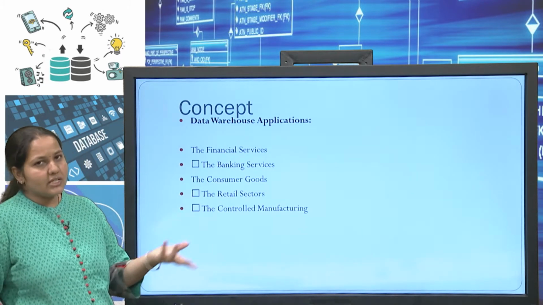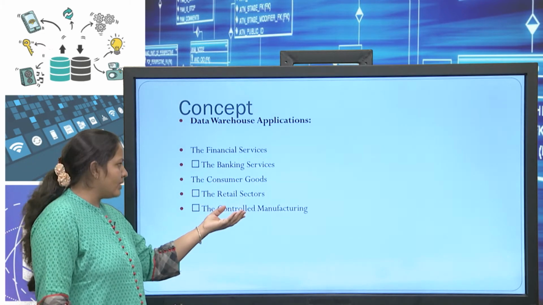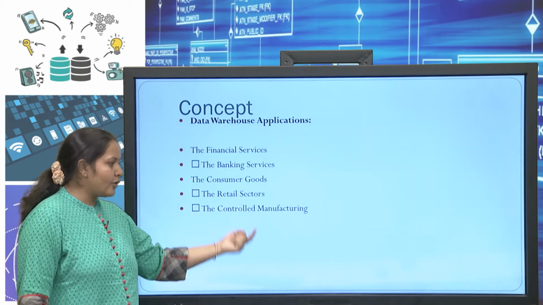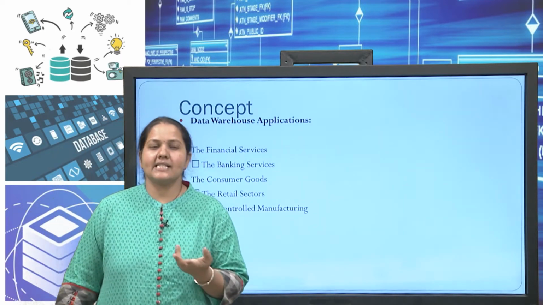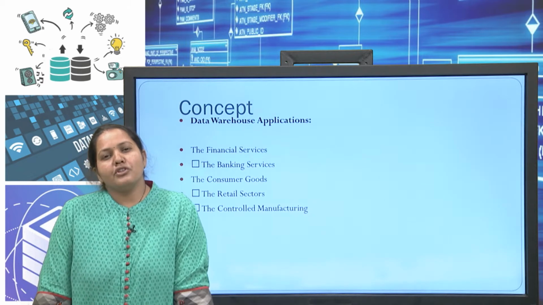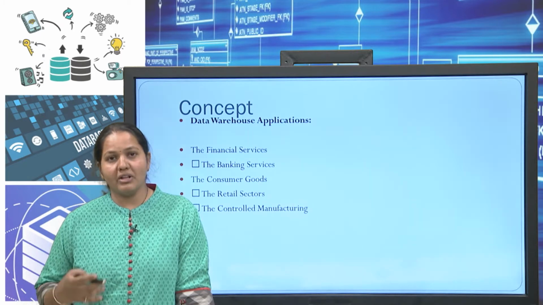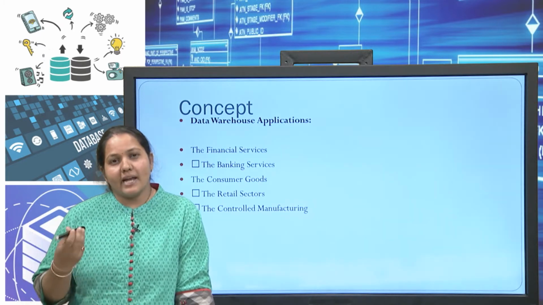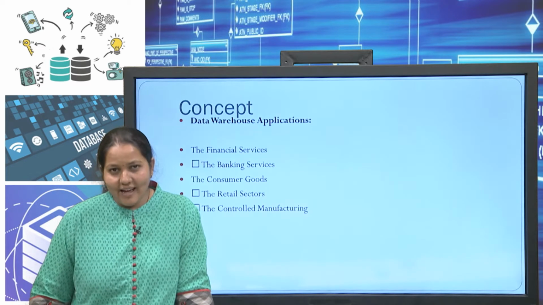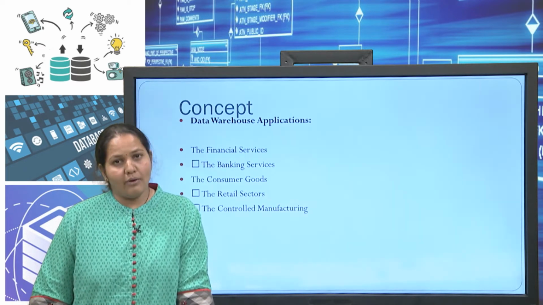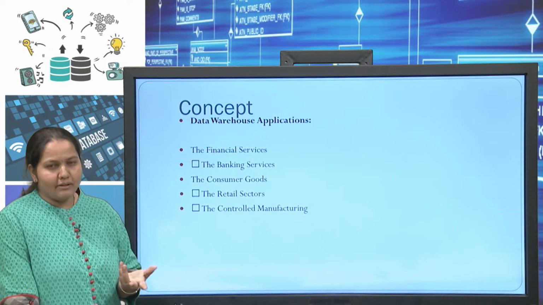Which type of application uses the data warehouse? These are financial services, banking services, consumer goods, retail sectors, and controlled manufacturing. For a business purpose, for example in manufacturing, if I want to launch a new product, then what is my indication, what will be the new product, how will it gain the market, how will I get any type of benefit from that product? That must require analysis, and then you can get the decision whether you have to launch or not, because you are launching for the benefit of your business.